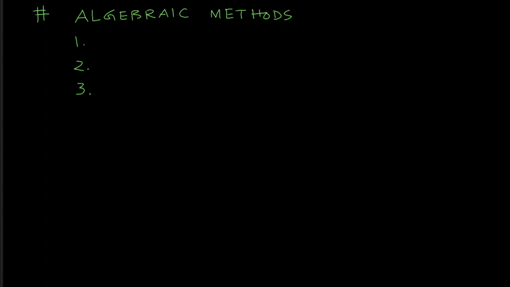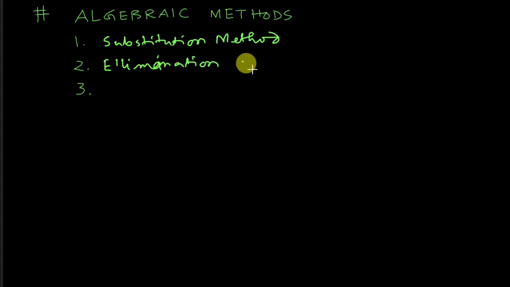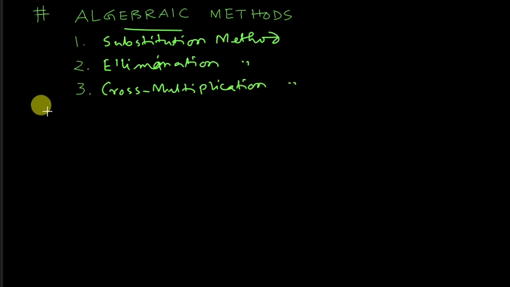The first method I write is the substitution method. The second one is the elimination method. And the third one is the cross multiplication method. These are the algebraic methods. Okay, so first of all, we shall start with the first one.